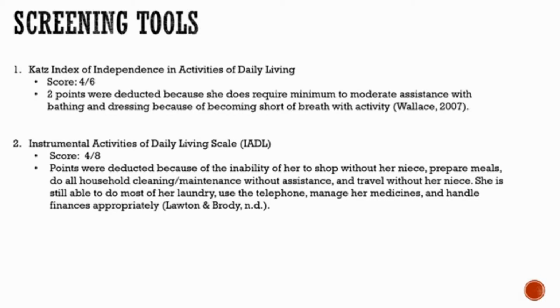The second screening tool was the Instrumental Activities of Daily Living scale, or the IADLs. She scored a 4 out of 8, and this was because of the inability for her to go out and shop on her own. Her niece helps prepare meals and does most of the household cleaning. She's limited to minimal household cleaning. She does her laundry. However, she has no issues with using the telephone, managing her medications, and handling finances.